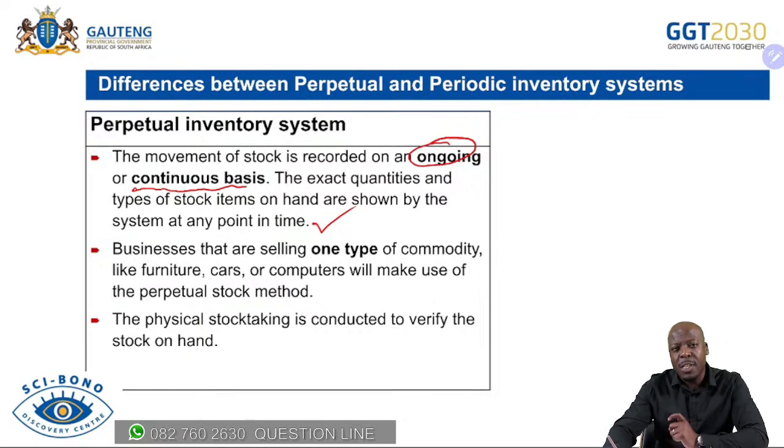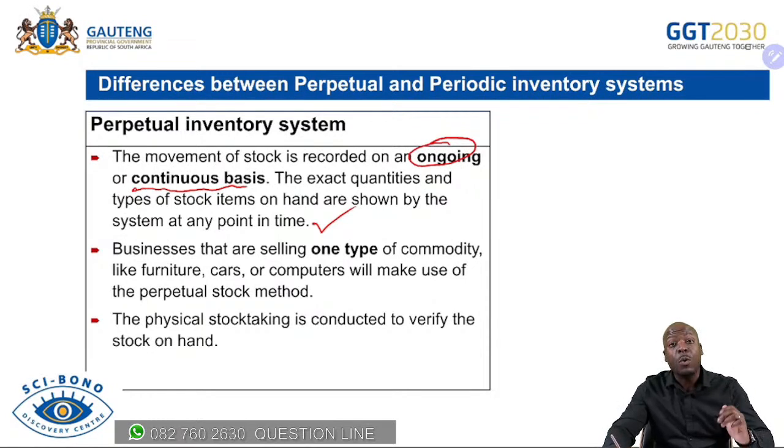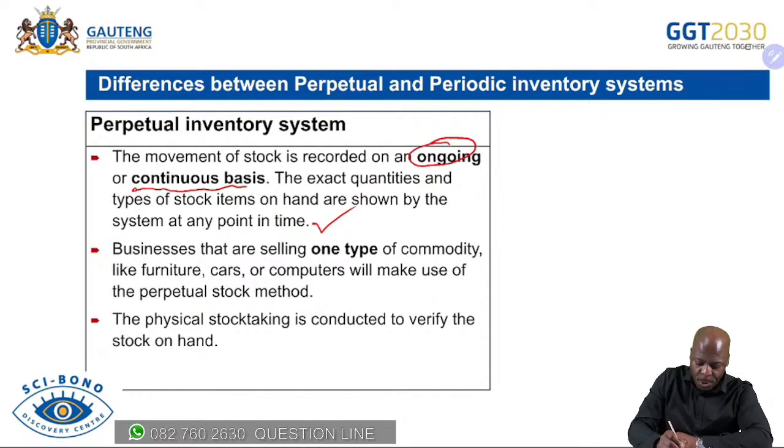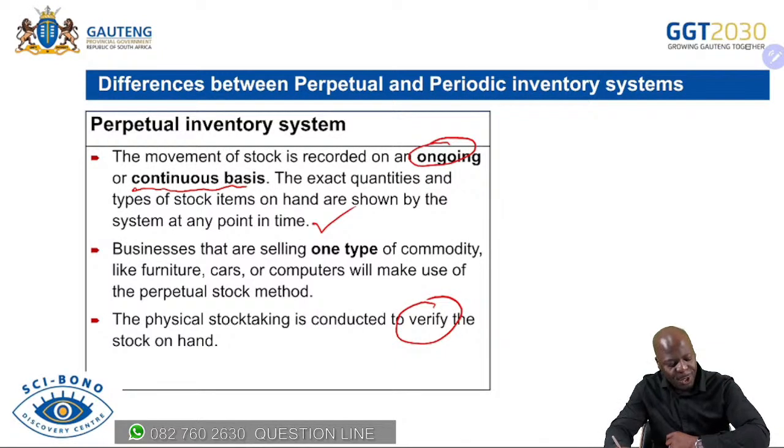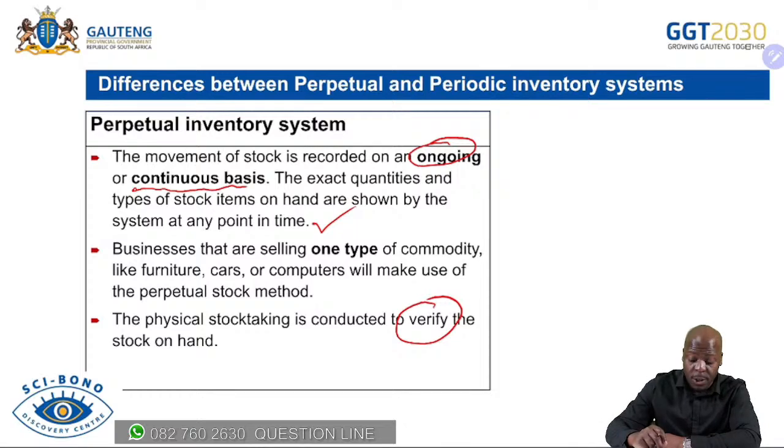Another point that, boys and girls, you need to know is that businesses that are selling one type of commodity, like your furniture, your cars, or computers, will make use of the perpetual stock system. And then lastly, the physical stock taking is conducted to verify the stock on hand. So with your perpetual inventory system, we also do a physical stock count, but that is to verify the stock on hand.